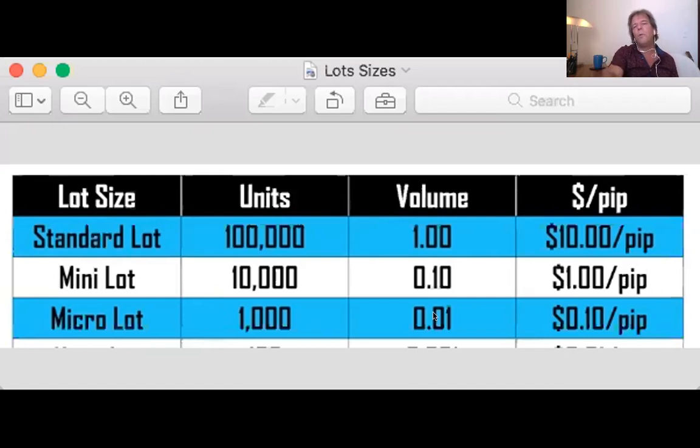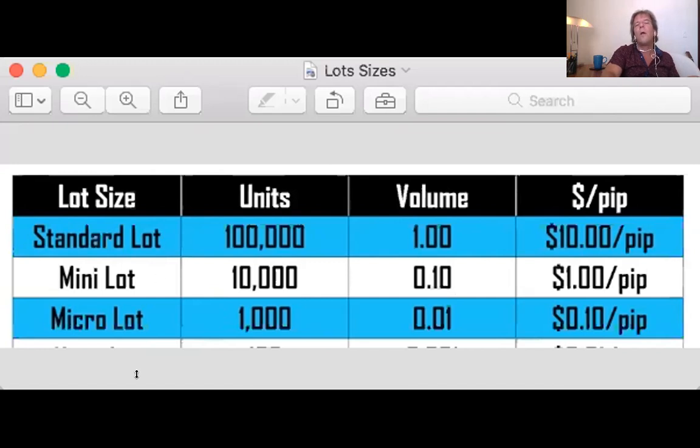Now, if you purchased a 0.1 lot and you put your stop loss at 10 pips, then the most you'll lose is $10. And if you put a standard lot in at 1.0 lot, then that's $10 per pip move. So a move of 10 pips is $100. You can lose $100 on that trade if you purchase this one lot.